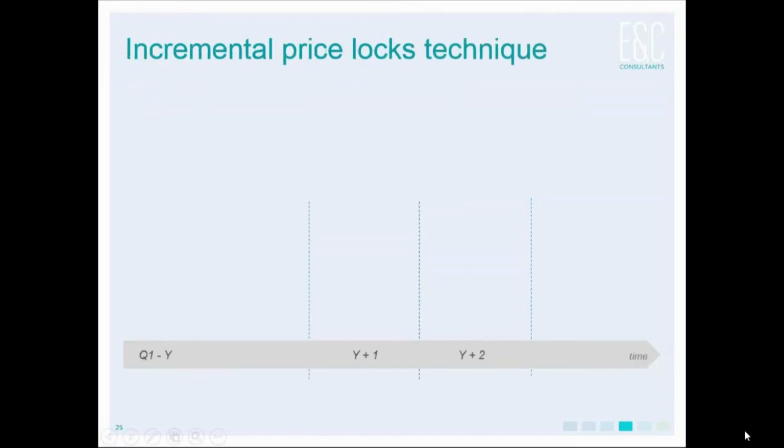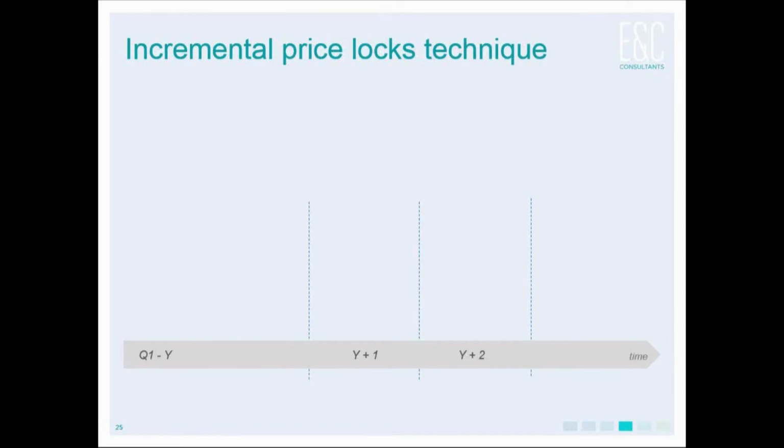Now let me explain a little bit how this incremental price lock technique actually works and how it can be effective for your company. First of all, the main principle here is to disconnect the moment of contracting from the moment of buying. Now this may sound like a strange phrase for many, because isn't contracting the same as buying? Well, of course it is.